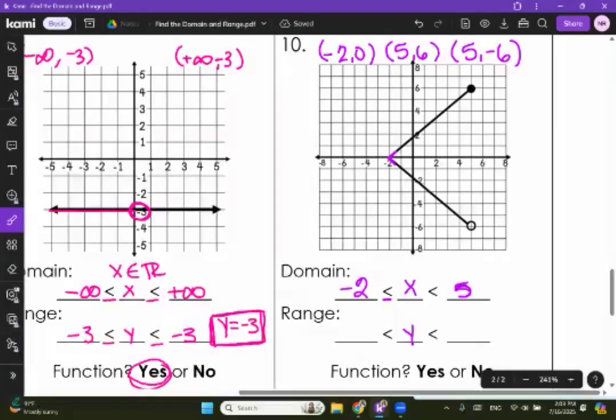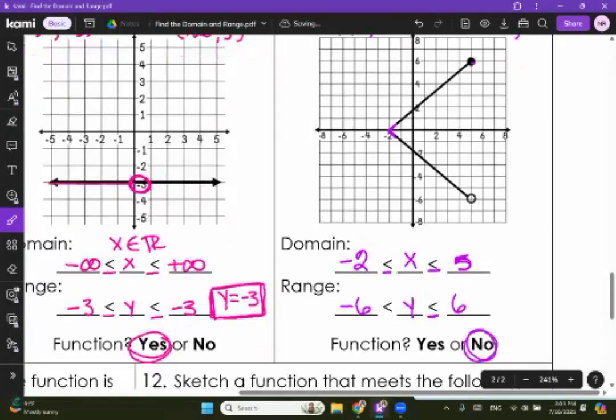Whenever you're deciding between a closed and an open circle, because you have a 5 at a closed, you have a 5 at an open, closed wins. Okay. Closed beats open. Now the next one, -6 is the smallest. That's an open circle, so I'll leave that alone. +6 is at a closed circle. This one is not a function because it does not pass the vertical line test. If I draw the vertical line, it crosses 2 times.